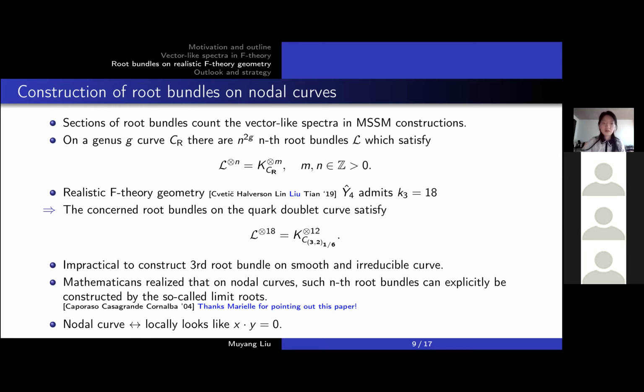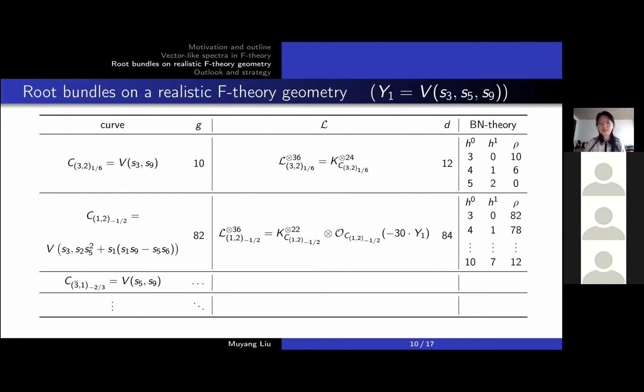The nodal curve is just a curve that locally looks like x times y equals 0. So it's a curve composed of two components, the x axis and the y axis, which meet at the origin.